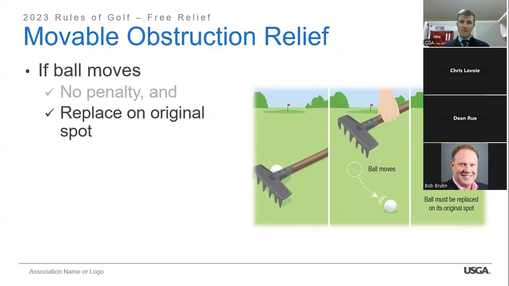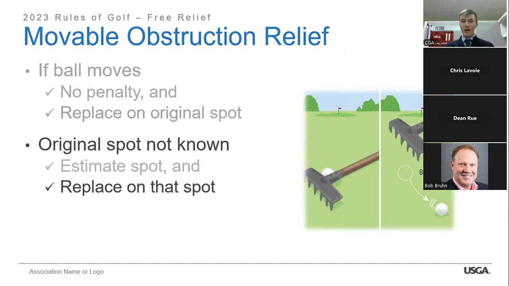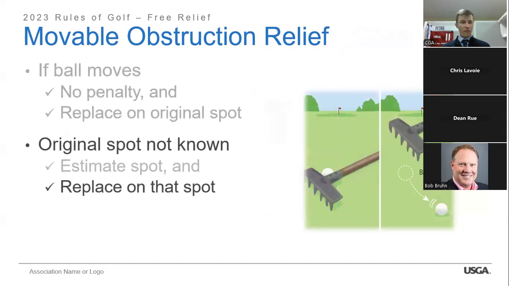This is not loose impediments. So if your ball moves when removing a movable obstruction, we're not going to get a penalty for that. We're just going to put the ball back on the original spot and continue on. If we don't know the original spot, we're just going to estimate and replace on that spot. So we're not dropping, simply placing it back down. And in the case of any of these relief options, whether it's free relief or penalty relief, we can either use the original ball or replace that ball. So if you're up against an abnormal course condition, you always have the option to replace that ball. Same if you have movable obstructions too.